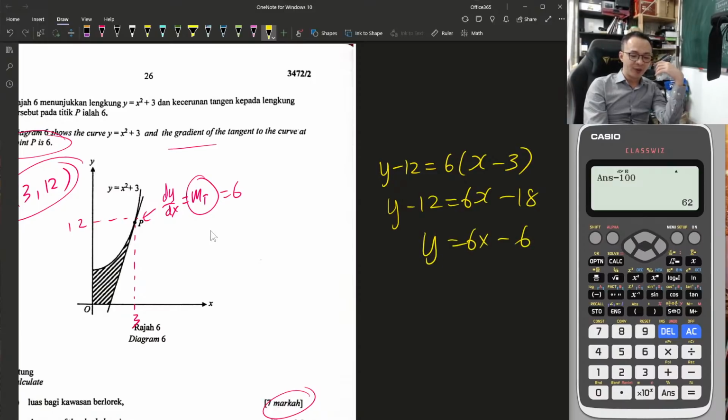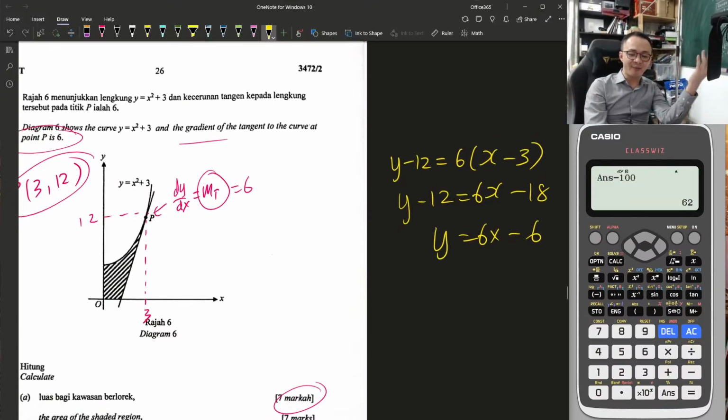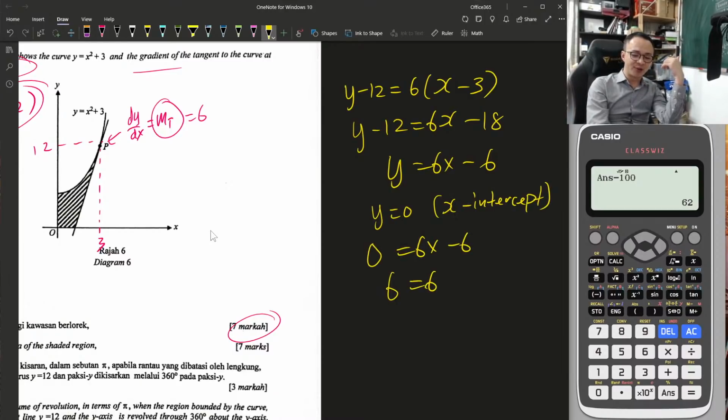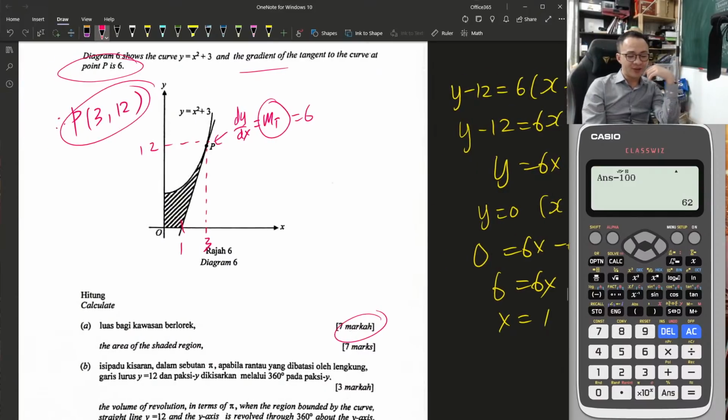Alright, so the x-intercept means y equals 0, right? So y equals 0 for the x-intercept. Therefore, 0 equals 6x minus 6. So 6 equals 6x, x equals 1. So I know the intercept here is 1. Alright, so right now, I can find the shaded region.